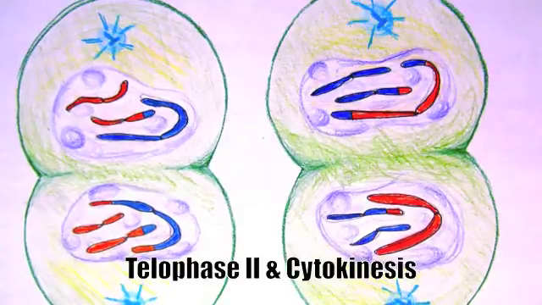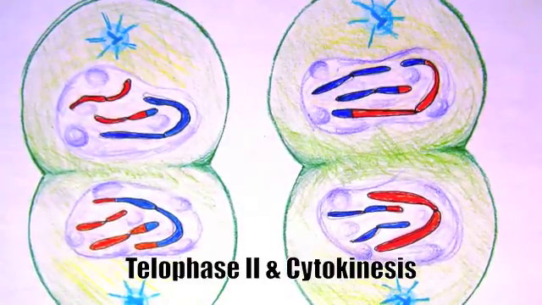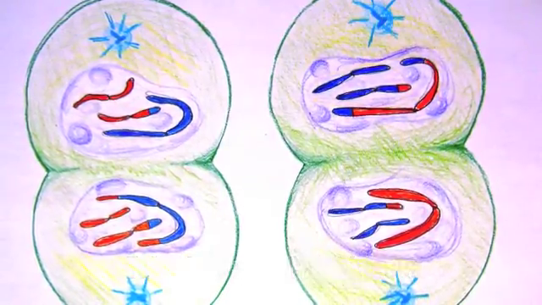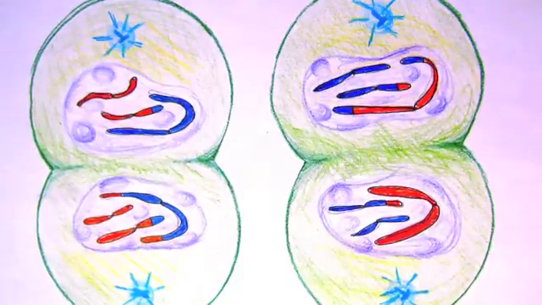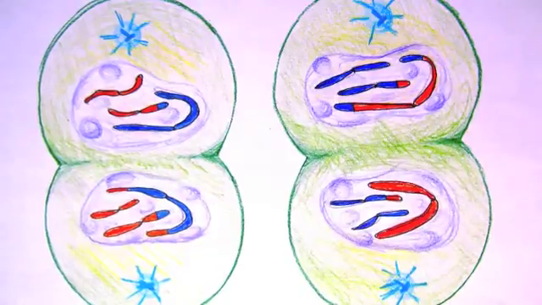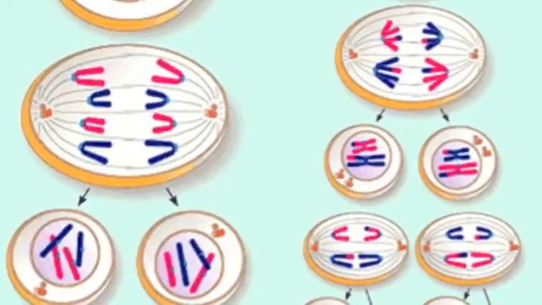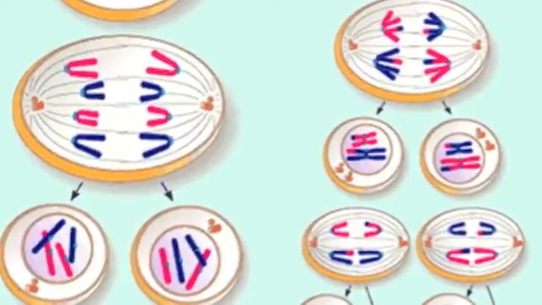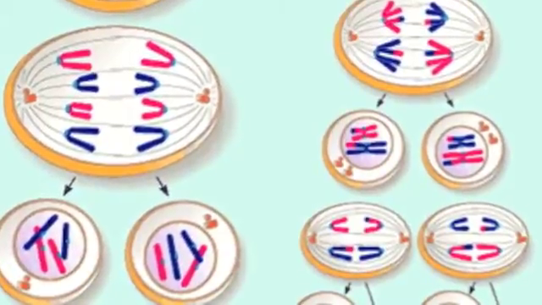Finally, during telophase 2, nuclei form, chromosomes begin to unwind, and cytokinesis occurs. This results in four haploid daughter cells, each containing one set of unreplicated chromosomes. There are considerable comparisons between meiosis and mitosis. However, they play different roles in animal bodies.